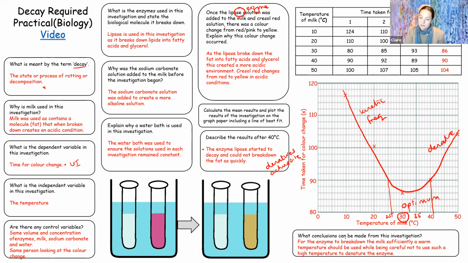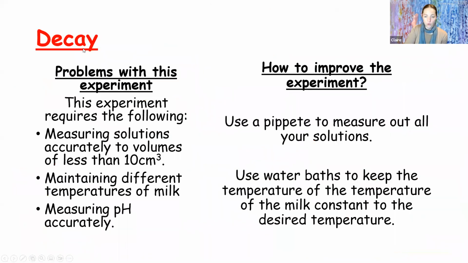What conclusions can be made from this investigation? Can we use high temperature to denature? Basically just what I've said in there. You'll be asked to describe and explain the results. That's the principle. Again, there's a little video there for you to watch. Extra little bits, problems with this experiment.